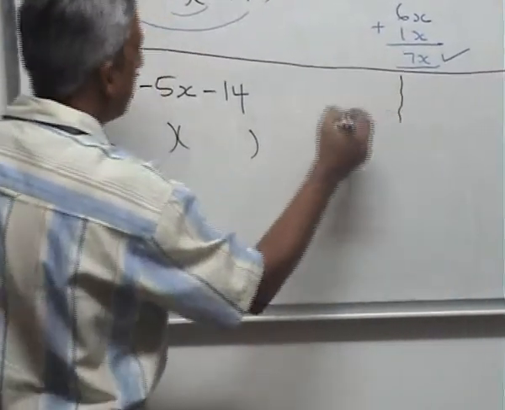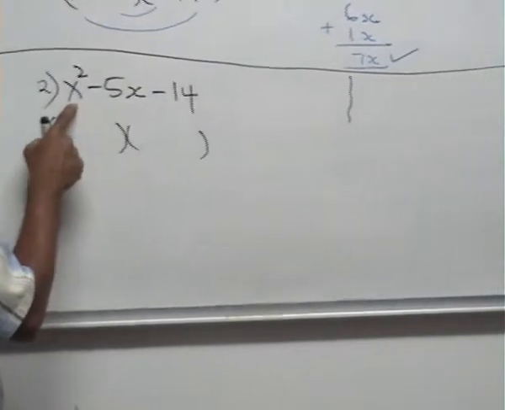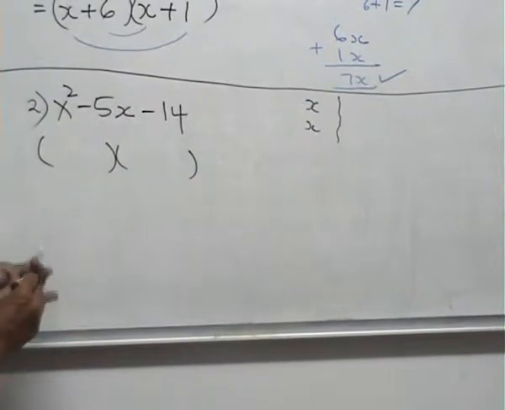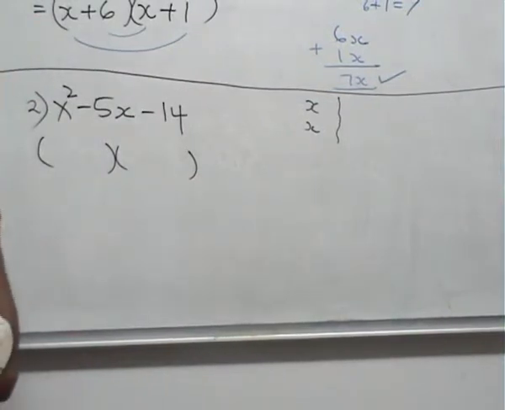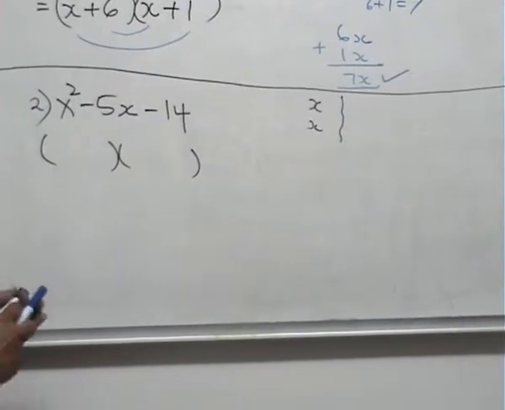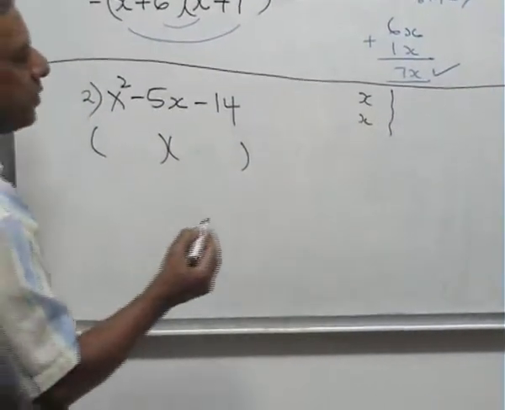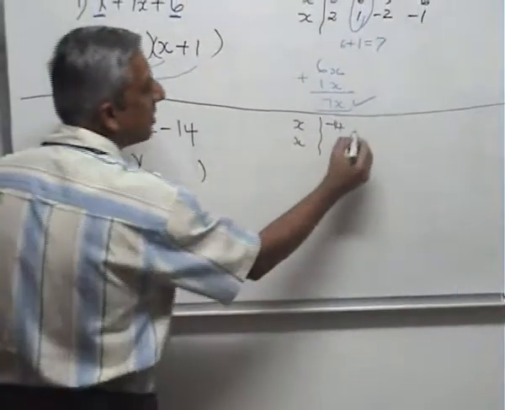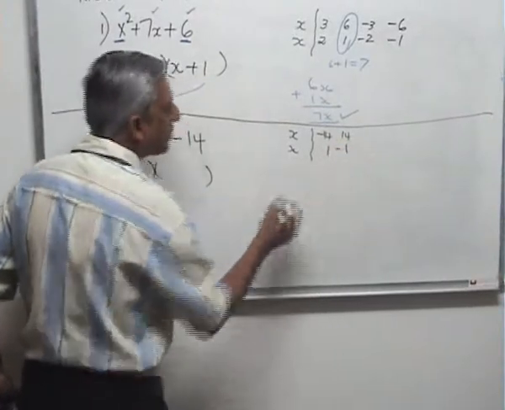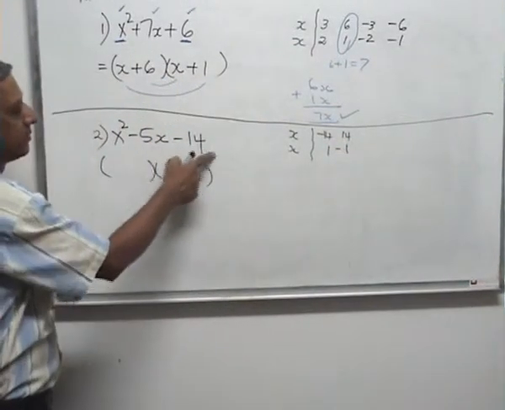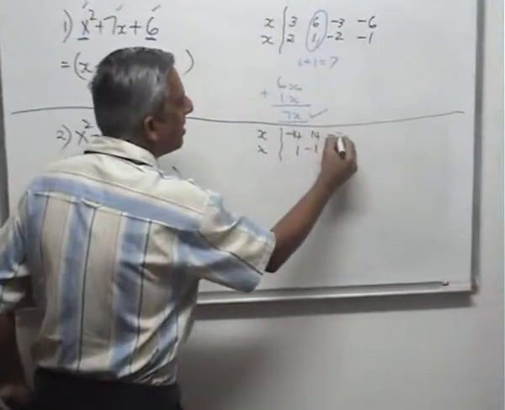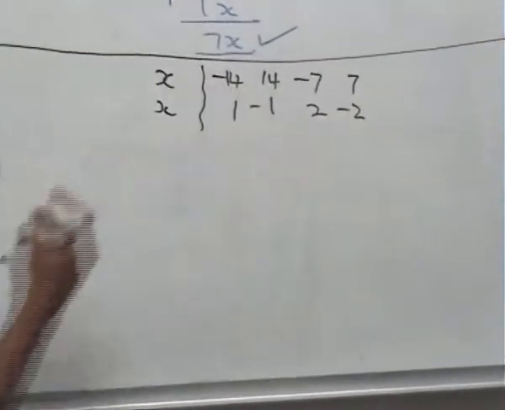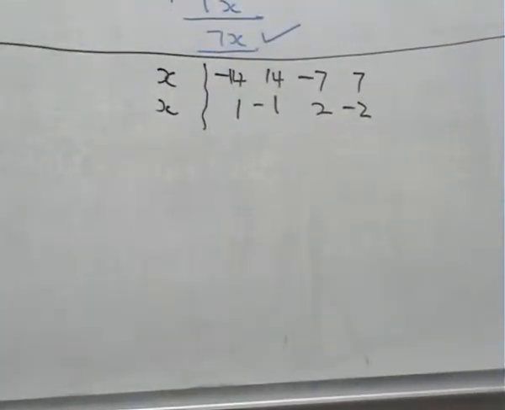Then we ask ourselves, right, what times what gives us x squared? Well, x times x. So in the beginning, we look here, then we look at minus 14. What times what will give us minus 14? Well, minus 14 times 1 will give us minus 14. 14 times minus 1 will give you minus 14. Then minus 7 times 2. Then 7 times minus 2. So there are many choices here that give you minus 14.